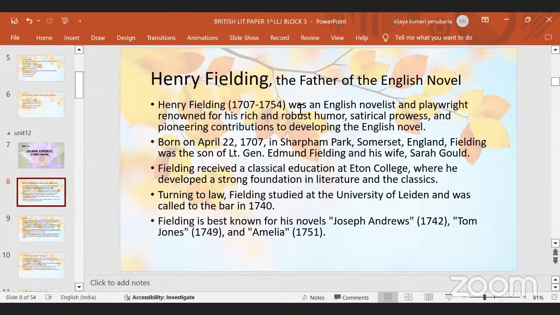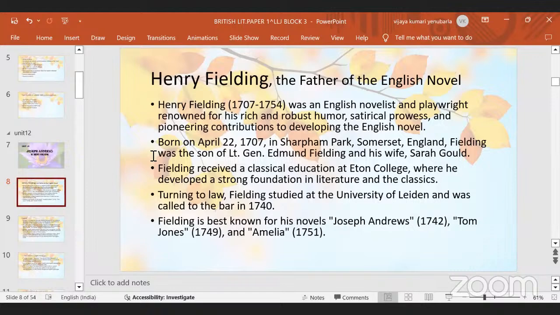So Henry Fielding, the father of the English novel. He is often appreciated as the father of the English novel because he is the one who developed plot structure, who developed characters, and the transformation of the characters throughout the story. So Henry Fielding is quite popular in developing the novel. Henry Fielding was an English novelist and playwright, renowned for his rich and robust humor, satirical prowess, and pioneering contributions to developing the English novel.